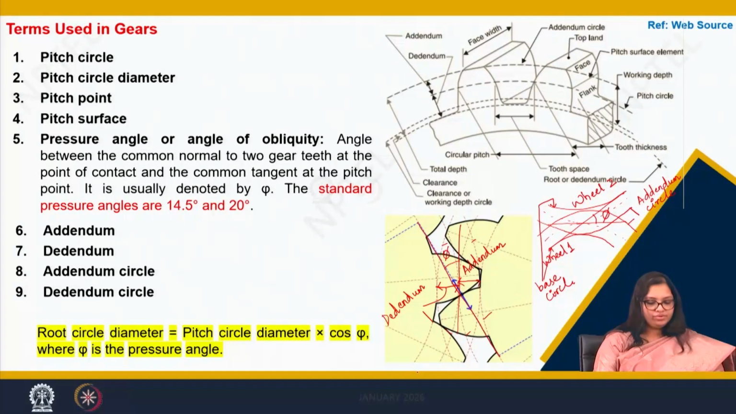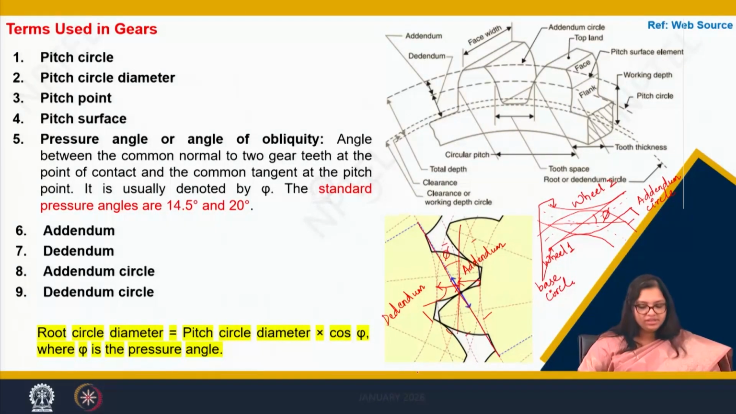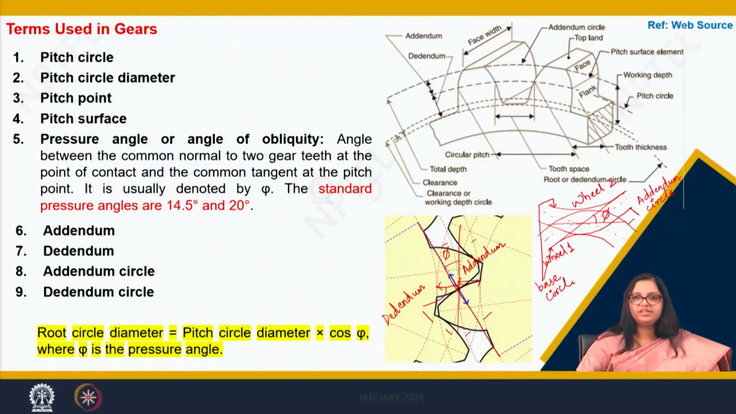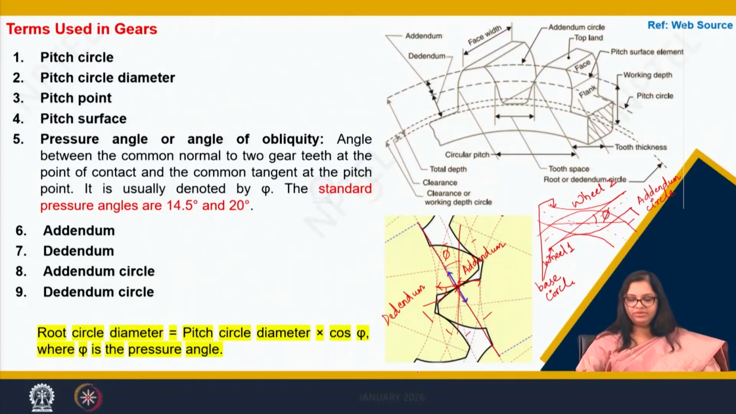Now, when we talk about this root circle diameter, that is the dedendum circle, it is cos phi times the pitch circle diameter. So, we will understand how this relation goes when we are deriving the length of the path of the contact.